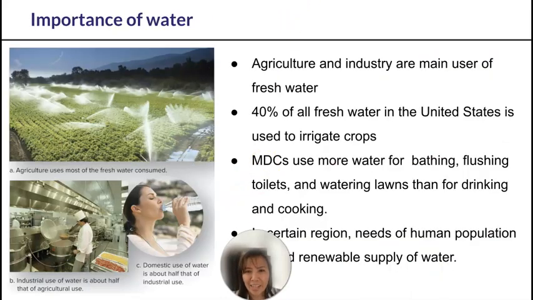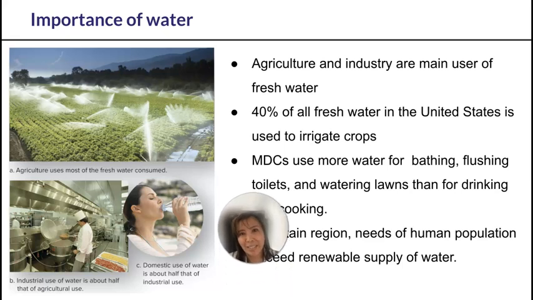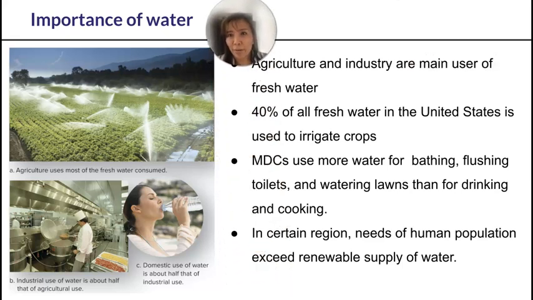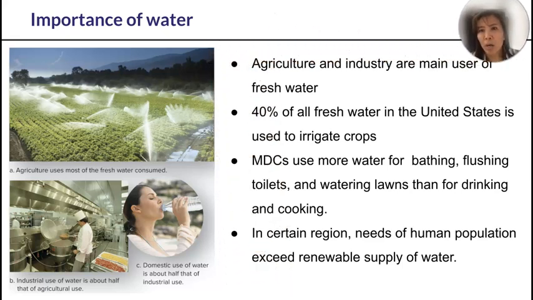Okay, so the next basic human need is water, right? And so the main use of water in the United States is actually for agriculture. 40% of the fresh water in the United States actually goes to irrigate crops, which is necessary to a certain extent, right? Because that's what provides us food.